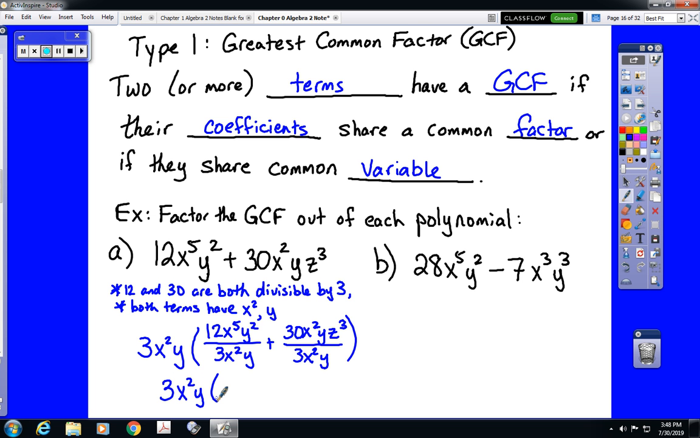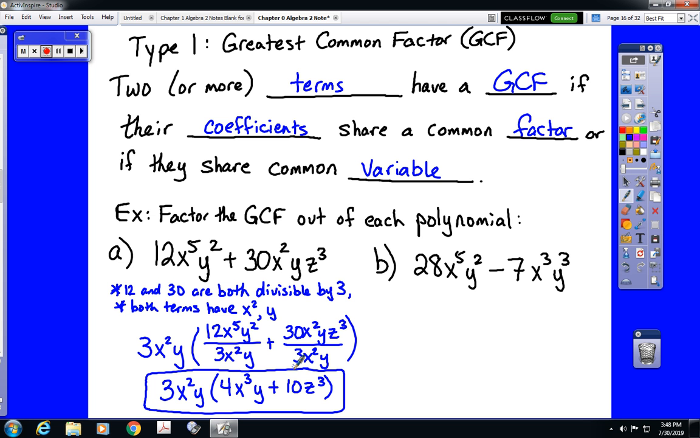So 3x squared y is on the outside, that's our GCF. 12 divided by 3 is 4. Then we apply the quotient rule to these variables. So x to the 5th over x squared is x to the 5 minus 2, or x cubed. Y squared over y is y to the 2 minus 1, or y. 30 divided by 3 is 10. X squared cancels, y cancels, and I still have a z cubed on top. So my factored form would be 3x squared y times the quantity 4x cubed y plus 10z cubed.